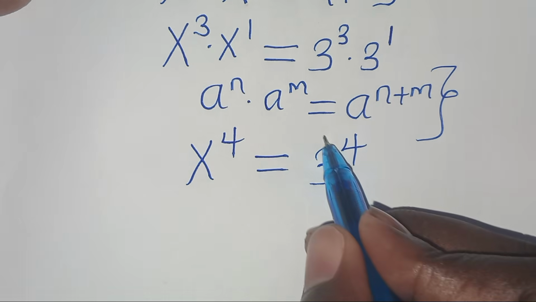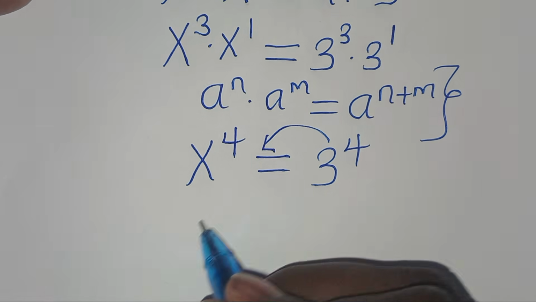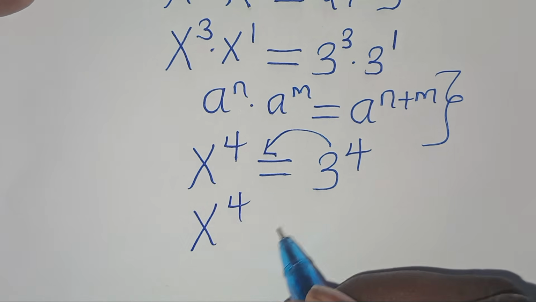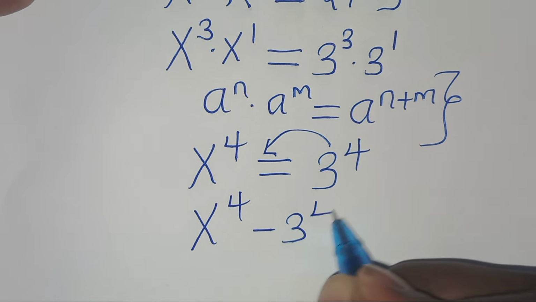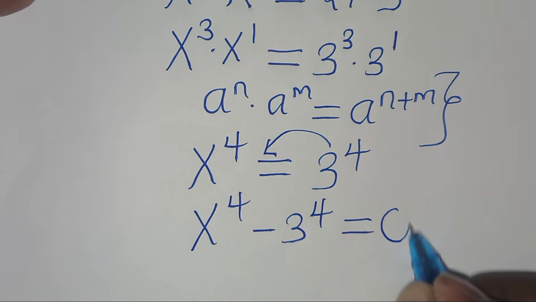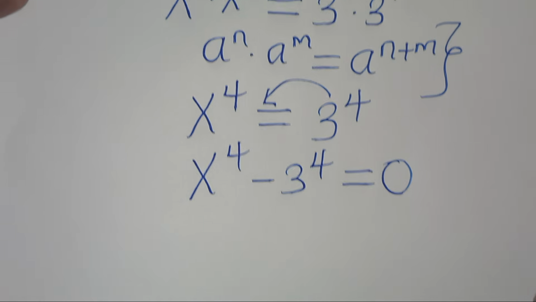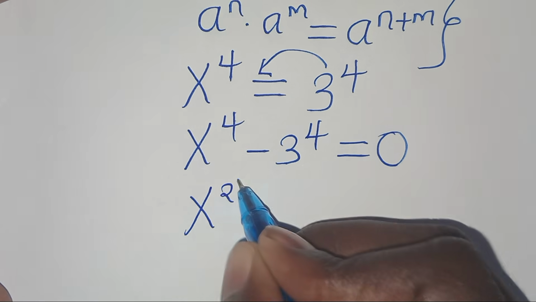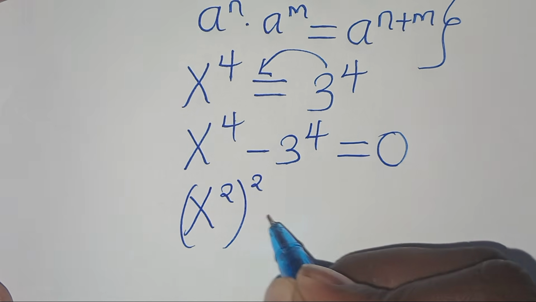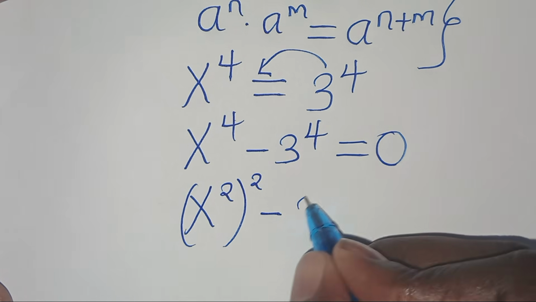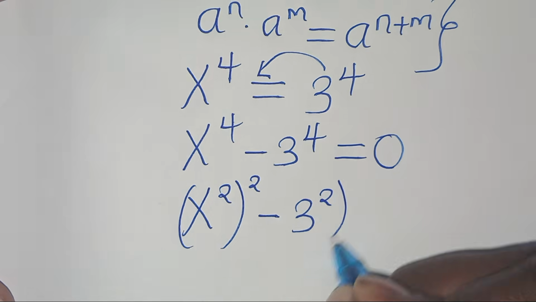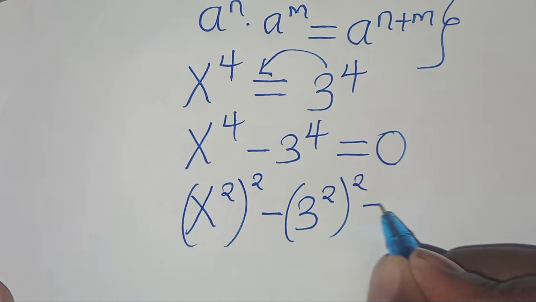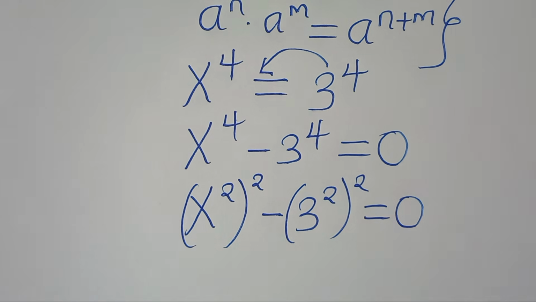So let's take 3 to the power of 4 to the left hand side so that we have x to the power of 4 minus 3 to the power of 4 equal to 0. We can express x to the power of 4 as x to the power of 2 raised to the power of 2, subtract 3 to the power of 4, which is 3 to the power of 2 raised to the power of 2. This is equal to 0.